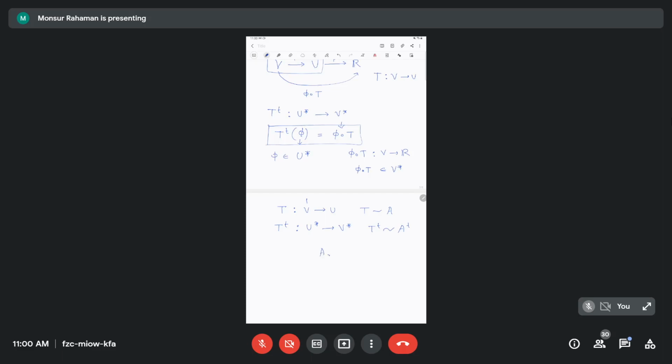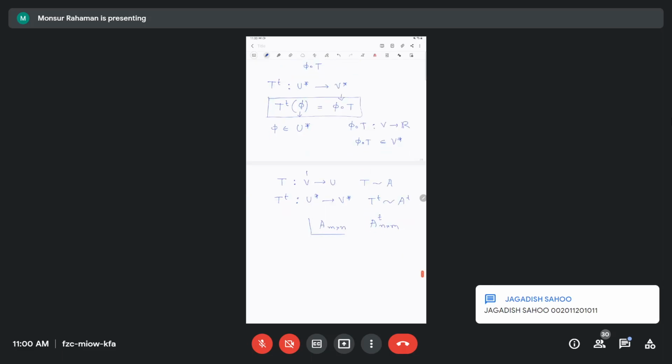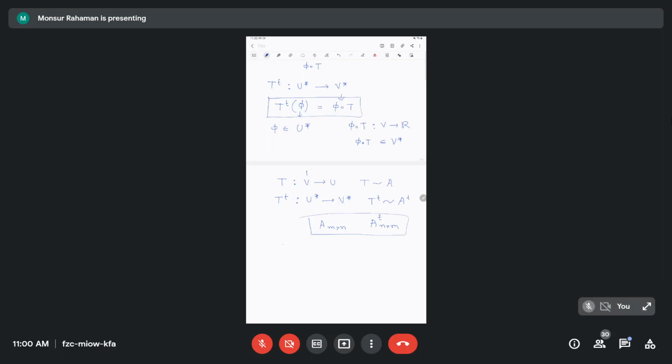Because if A is an M by N matrix, A transpose will be an N by M matrix. So if V is N dimensional and U is M dimensional, T will be similar to an M cross N matrix. V is N dimensional, so V star will be N dimensional, and U is M dimensional, so U star will be M dimensional, because V and V star have the same dimension.